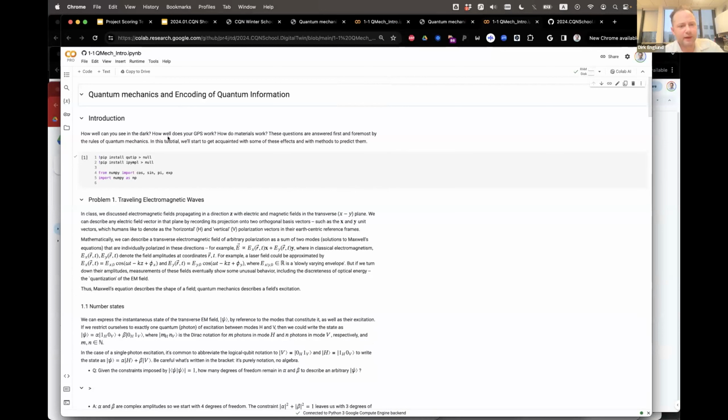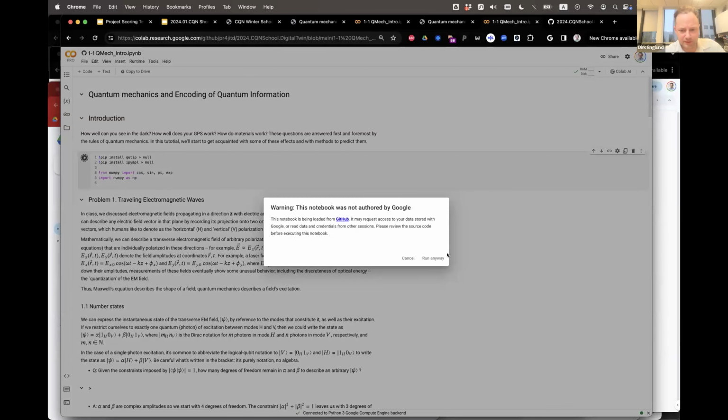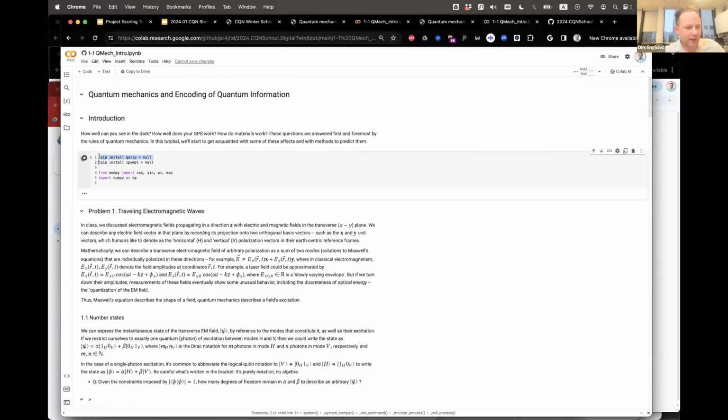So here are some examples. The question would be, how well can you see in the dark, and how does GPS work? These are the things that we will explore in this segment, and we're going to do it by QuTiP. Here we're doing pip install, so we're installing QuTiP. I'm piping this to null, but a better way would be pip install -q, so that it quiets the output.